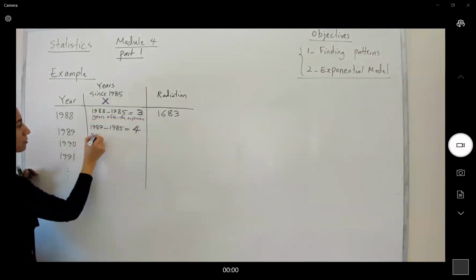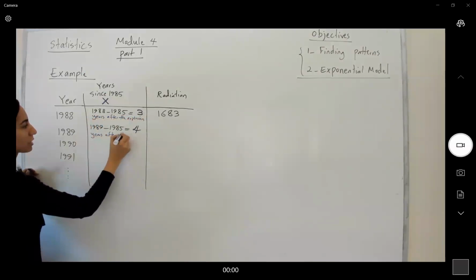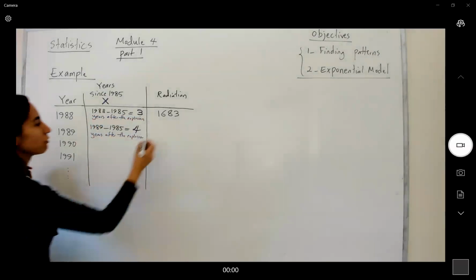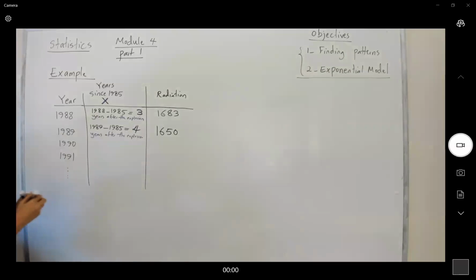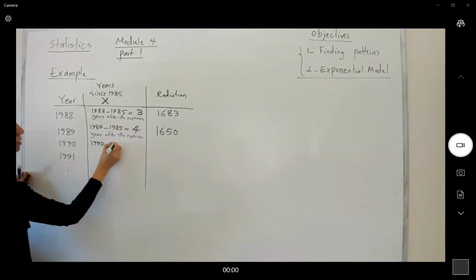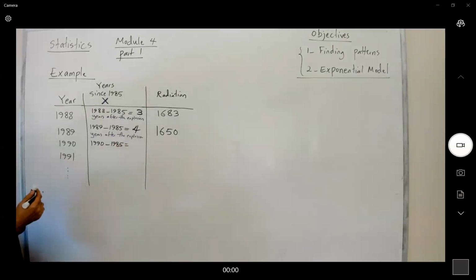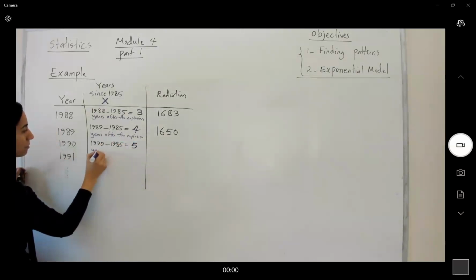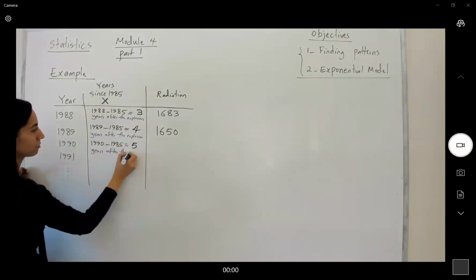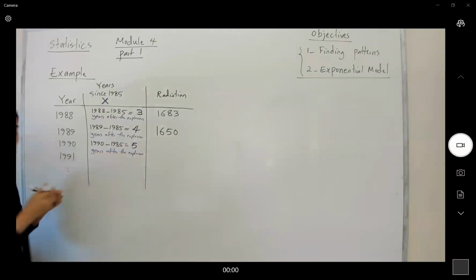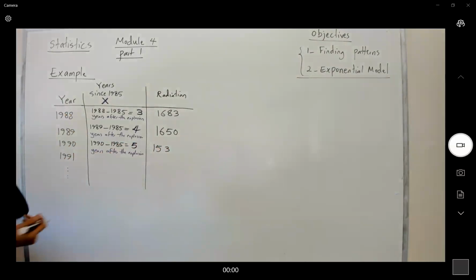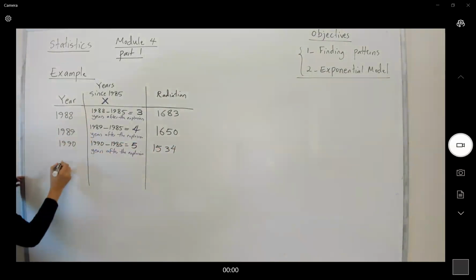4 years after the explosion. What's the amount of radiation? 1,650. 1990. So here we have 1990 minus 1985, which is equal to how many years? 5 years. So 5 years after the explosion, the amount of radiation is 1,534, and it keeps going.